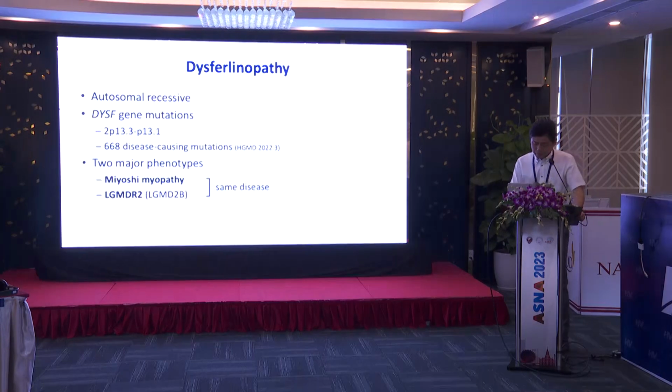I want to show, yes, so this is dysferlinopathy. So this is, of course, as you know, caused by dysferlin gene mutation and also a recessive disease. And historically, there are two phenotypes: Miyoshi myopathy, which is a distal myopathy, originally reported by Professor Miyoshi in Japan. And another one is limb-girdle muscular dystrophy. Now it is called R2.